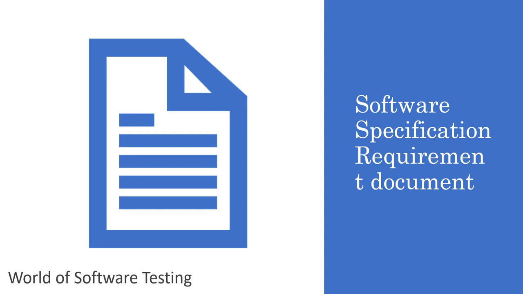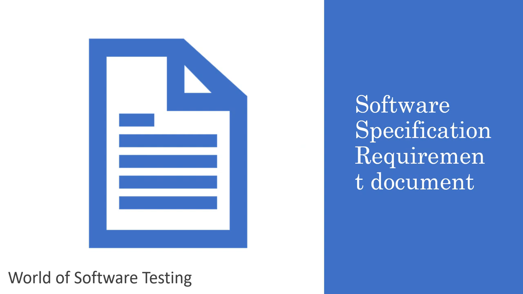So again, SRS has multiple names. The first one is SRS, that is software requirement specification, then functional requirement specification, that is FRS, and the functional requirement document, that is FRD. The software requirements specification document describes what the software will do and how it will be expected to perform. It also describes the functionality the product needs to fulfill all the stakeholders' and business users' needs.